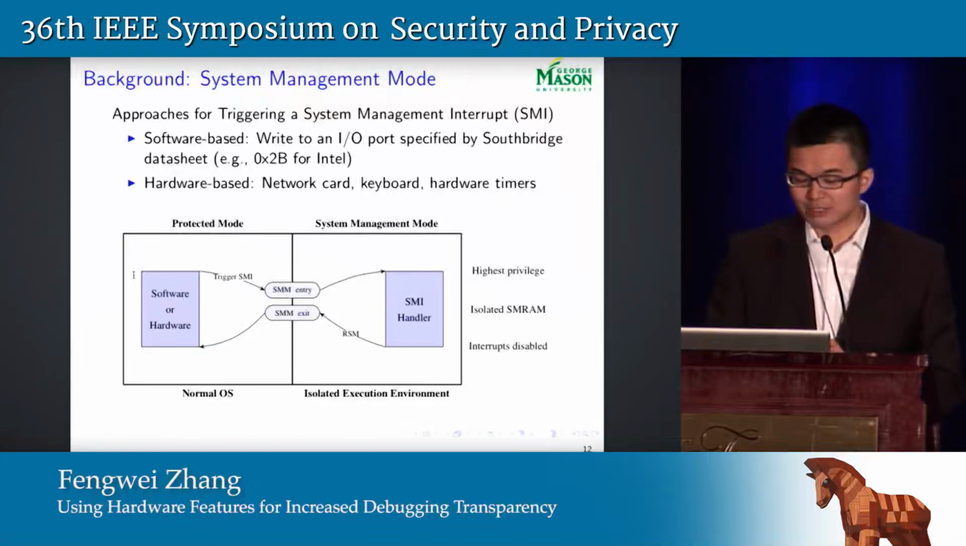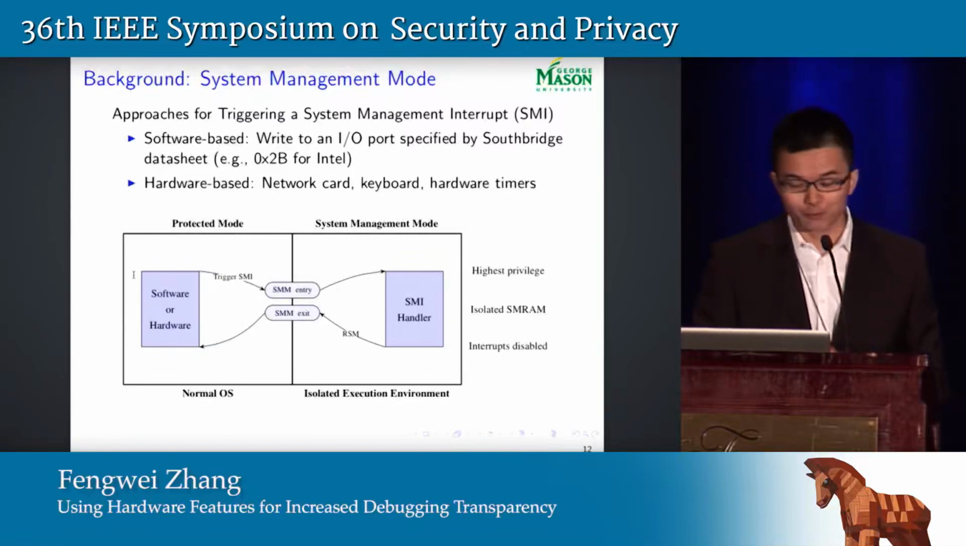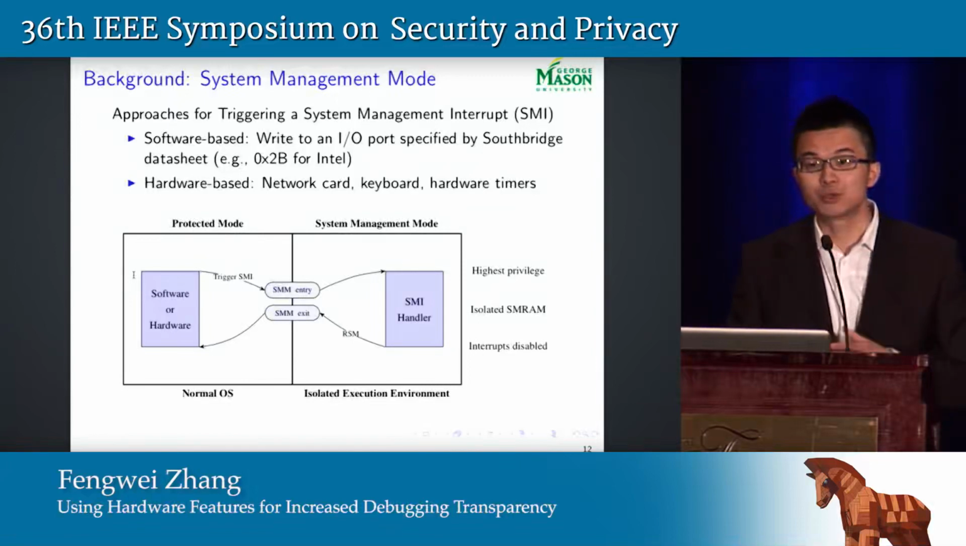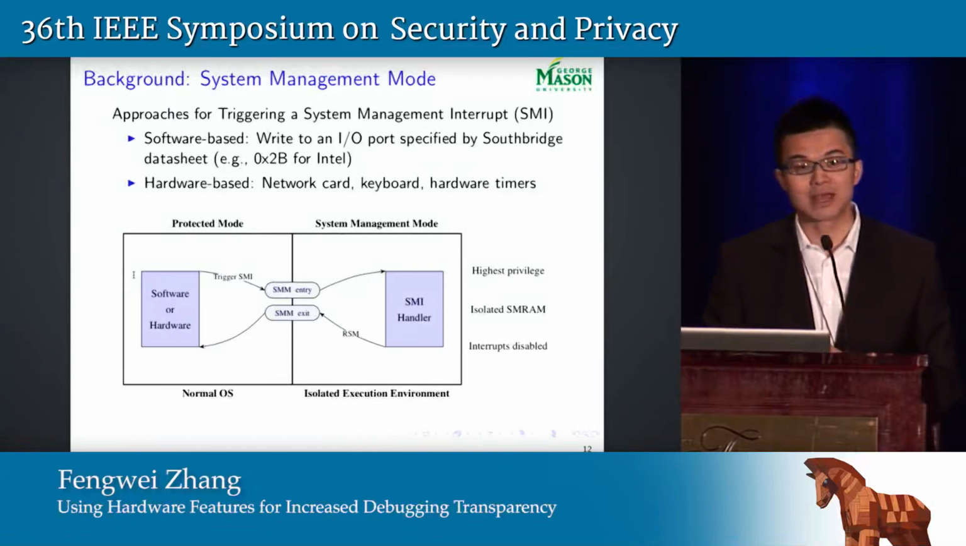The box on your left represents the normal operating system, which is in protected mode. The box on your right represents the isolated execution environment, which is in system management mode. When software or hardware triggers a system management interrupt, the CPU automatically switches from protected mode to system management mode. Then the CPU starts to execute a special handler called the SMI handler.